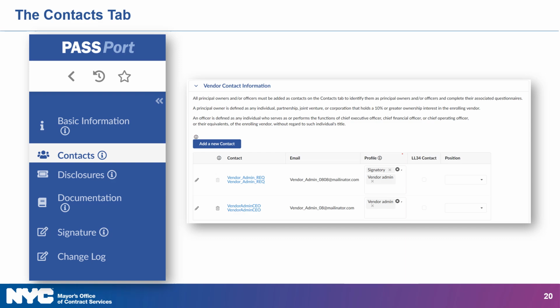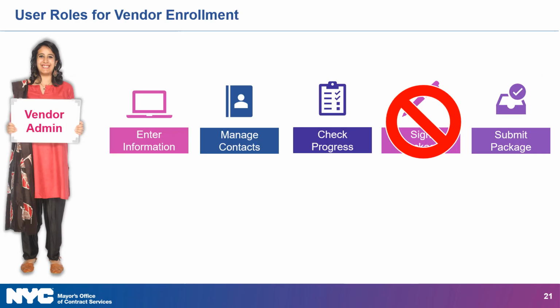All right, we're back to the Contacts tab. This is where the vendor admin adds contacts and assigns user roles in the vendor contact information section. To complete vendor enrollment, you will need at least 1 vendor admin and 1 signatory. The vendor admin can enter information, add and edit contacts and roles, check progress of entered information, and submit the vendor enrollment package. However, they cannot sign the vendor enrollment package.